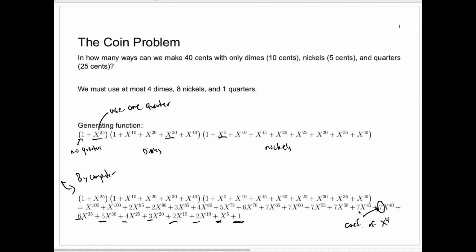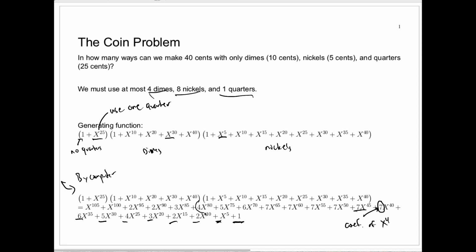Well, look up here, this 7 times x to the 45. We have to be a little bit careful. Is that the number of ways to make 45 cents with nickels, dimes, and quarters? The answer is not exactly. That tells us how many ways we can make 45 cents with at most 4 dimes, 8 nickels, and 1 quarter. If we want the actual number of ways to make 45 cents, it would be 1 greater because there's 1 extra that involves just 9 nickels that's not included here since we only restricted ourselves to having at most 8 nickels.